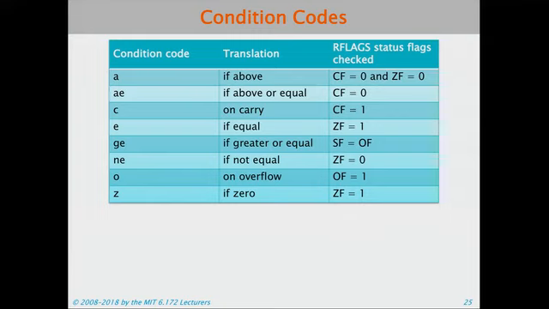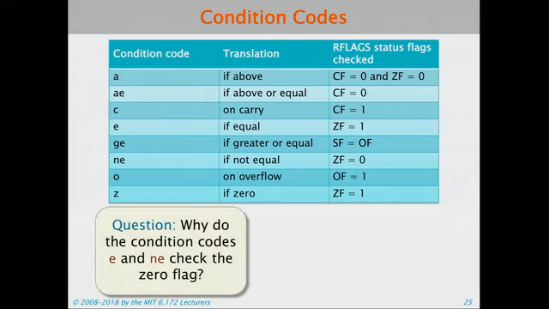The condition codes are: if you put one of these condition codes on your conditional jump or whatever, this tells you exactly what flag is being checked. So, for example, the easy ones are if it's equal, but there are some other ones there. So, for example, why do the condition codes E and NE check the zero flag? Okay.